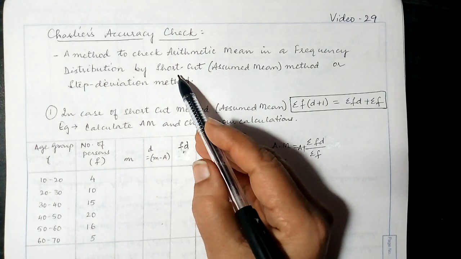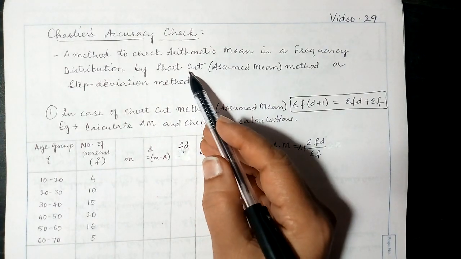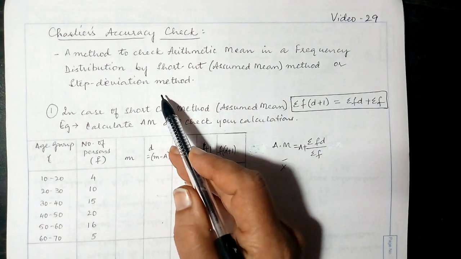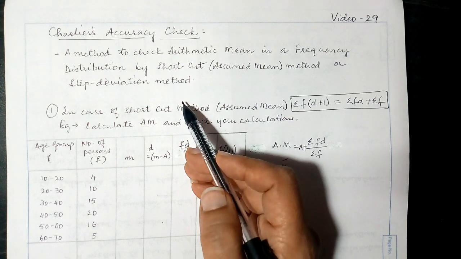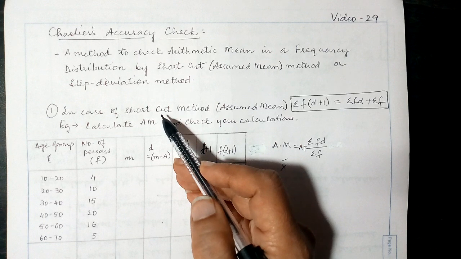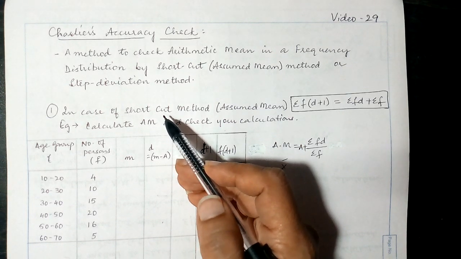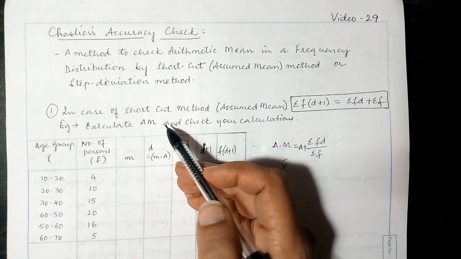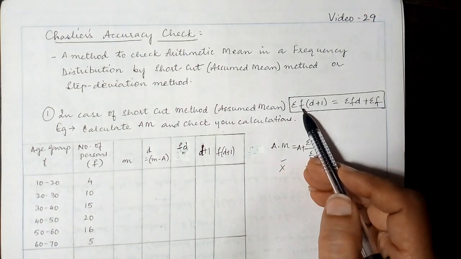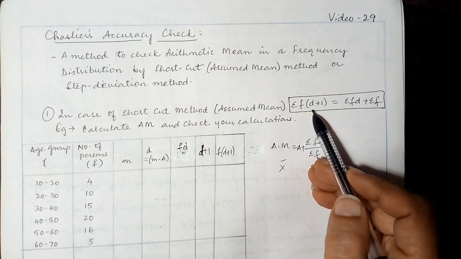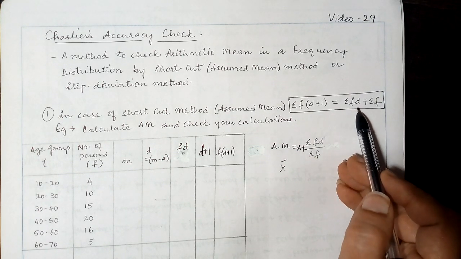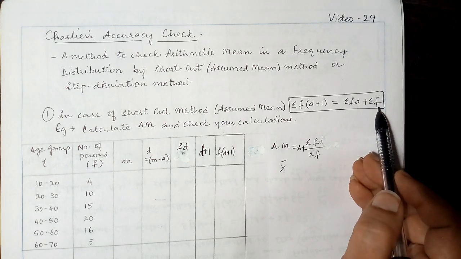So we have here the accuracy check for a shortcut method, that is the assumed mean method, as well as for the step deviation method. The formula given by Charlier to calculate whether we are right in calculating the mean or not is as follows. In case of the shortcut method or the assumed mean method, it is given by sigma f of d plus 1, and that should be equal to sigma fd plus sigma f.